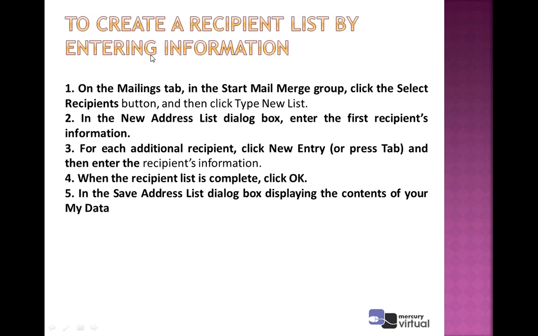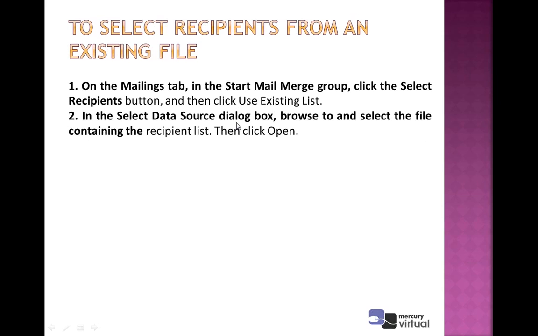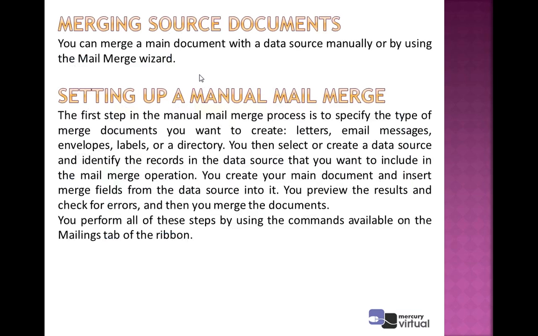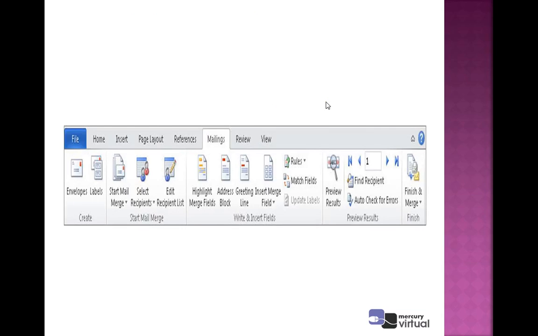Next, how to create the receiver's information. There are different steps available. Then how to select the receiver's information from the existing list, means there is already a list available. We can use the existing list to use the receiver's information. Next, how to prepare a main document, how to merge the source document, how to set up the manual mail merge. There are two methods available. Either you can use the manual mail merge or you can use the mail merge step-by-step wizard. So you can use either manual or the step-by-step wizard.